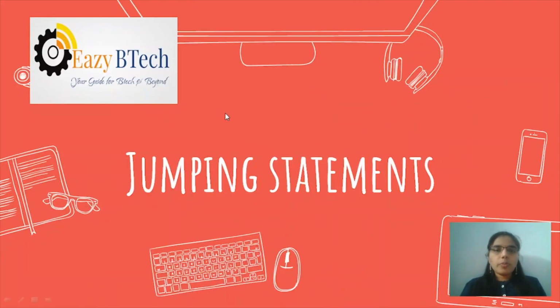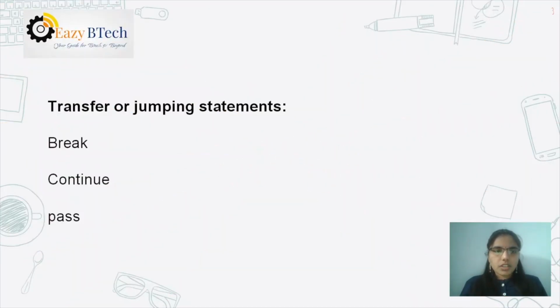What is the next topic? The next topic is jumping statements. What is a jumping statement? Jumping statements are also called transfer statements or unconditional statements. There are three types: break, continue, pass.